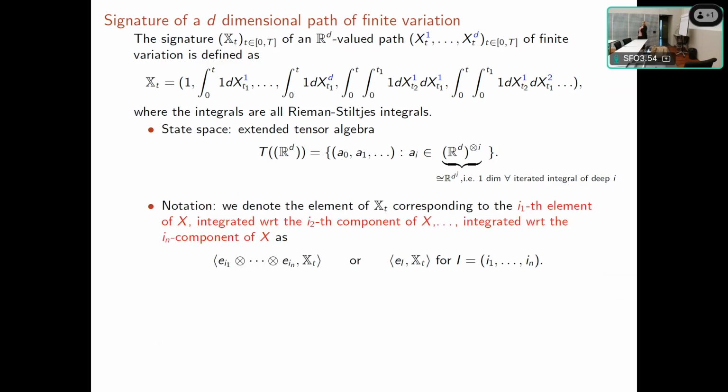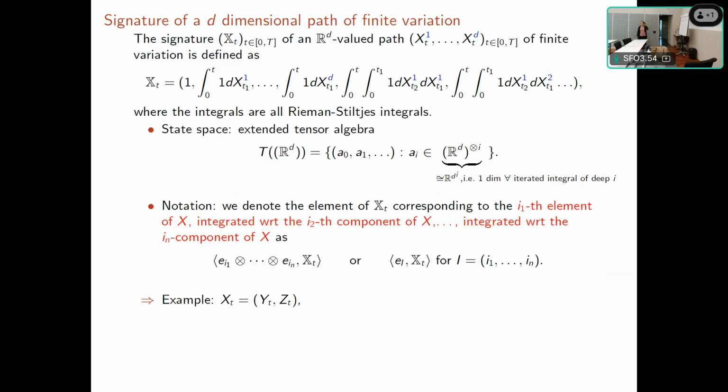Then, we need to access components. Now we have many different components of x. So we need to take into account who we integrate with respect to who. So maybe the first component with respect to the second, or the second with respect to the first, and they are two different objects. And so what we do is we take a vector I, with I1 till In, and we say, okay, this means that we take the component I1, we integrate it with respect to the component I2, with respect to the component I3, and so on. Okay, so what we have on the left just tells us who you are integrating with respect to who.